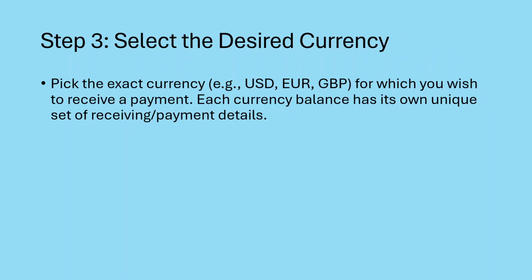Step 3. Select the desired currency. Pick the exact currency for which you wish to receive a payment. This can be USD, Euro, British Pound, or any currency you like. Each currency balance has its own unique set of receiving and payment details.